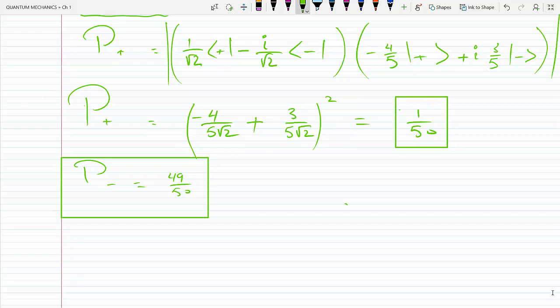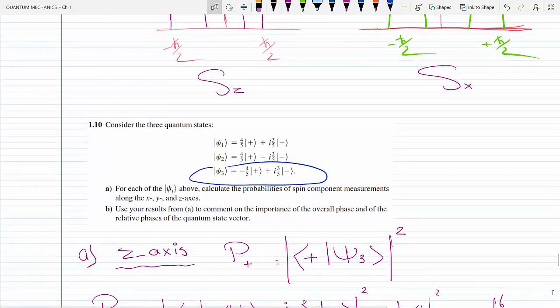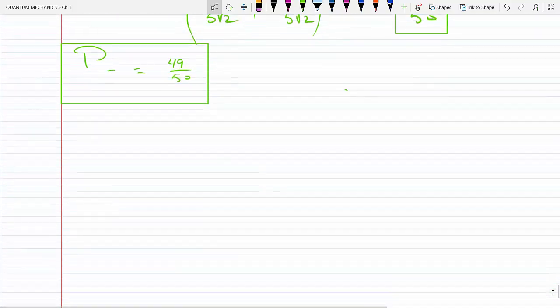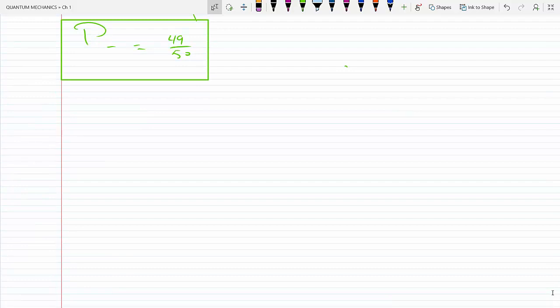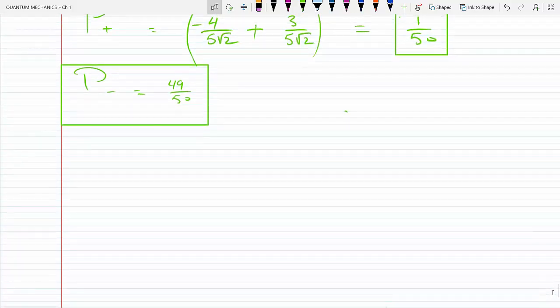Now part B is saying use your results to comment on the importance of the overall phase versus the relative phases of the quantum state vectors. To comment on the result, let me share the results with you, because you have to know them. Let's make a table here, without having to do all of them, just to give you the answers for all of them. I've worked them out. So I'm going to work out part B here.